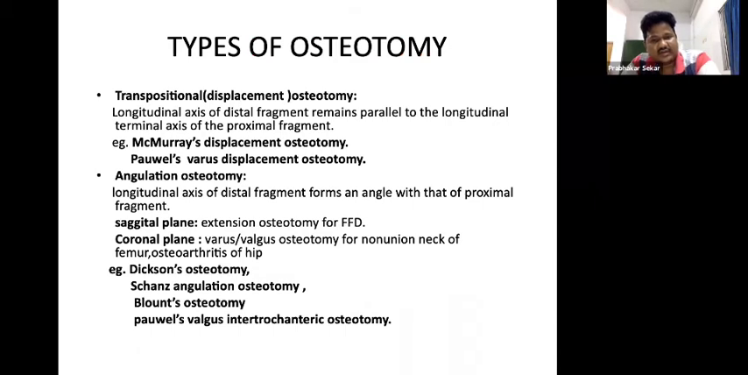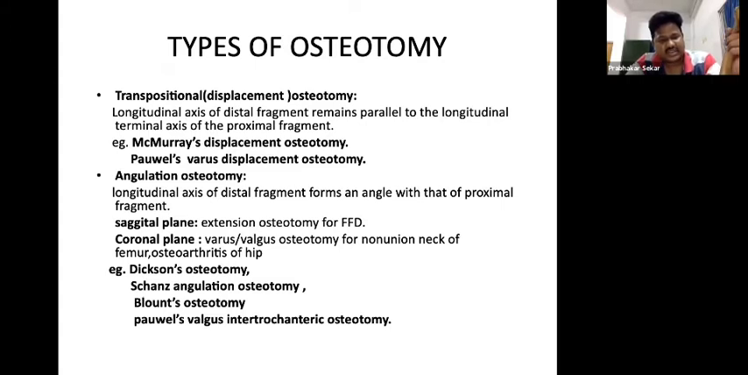So ideally, you can classify osteotomy into displacement osteotomy or angulation osteotomy. In displacement osteotomy, the longitudinal axis of the distal fragment, this is the distal fragment and this is the proximal fragment, just assume, has to remain parallel to the longitudinal axis of the proximal fragment. So this has to be parallel to this one. The examples are McMurray's displacement osteotomy, and another one is Powell's varus displacement osteotomy.